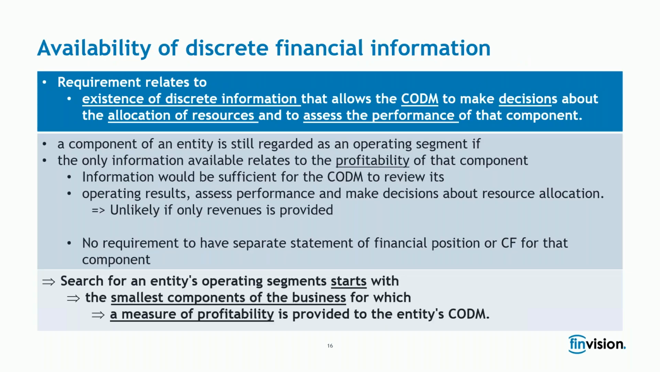The third point, what was important to identify was availability of discrete financial information. And I said, and it refers back, it is discrete information that allows the CODM to make decisions on two aspects, the allocation of resources, and I'm repeating, but it's the essence of IFRS 8, and to assess the performance. As soon as it relates to profitability, the information could be considered as sufficient for the CODM to review its operating results and as such assess performance and allocate resources.